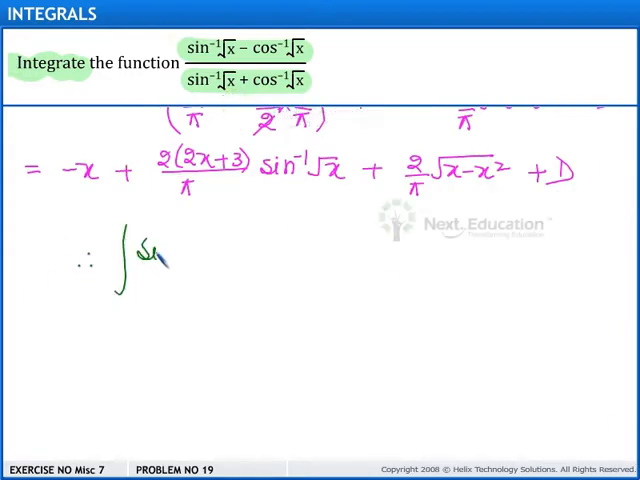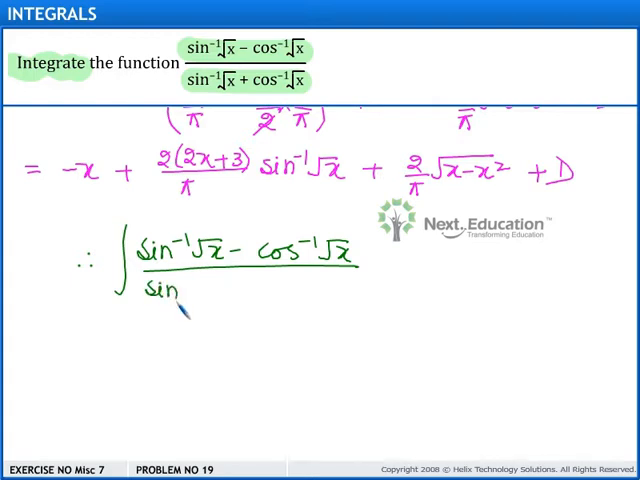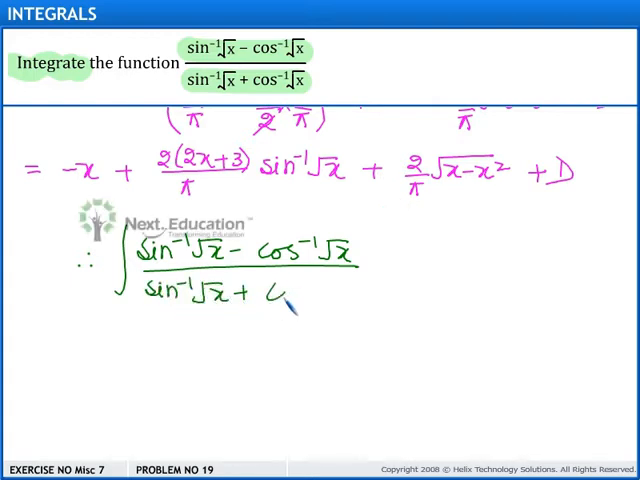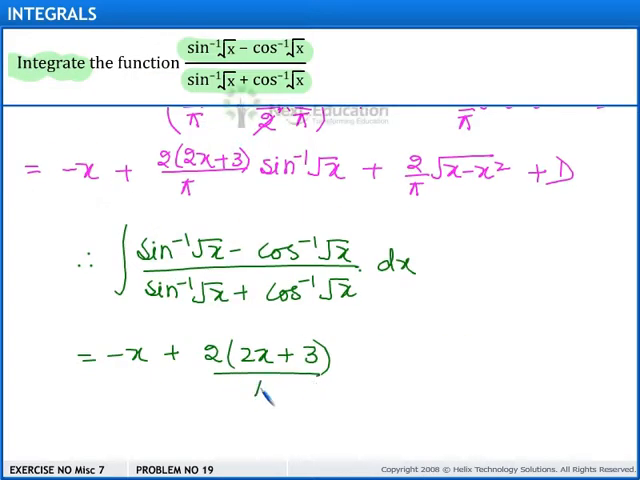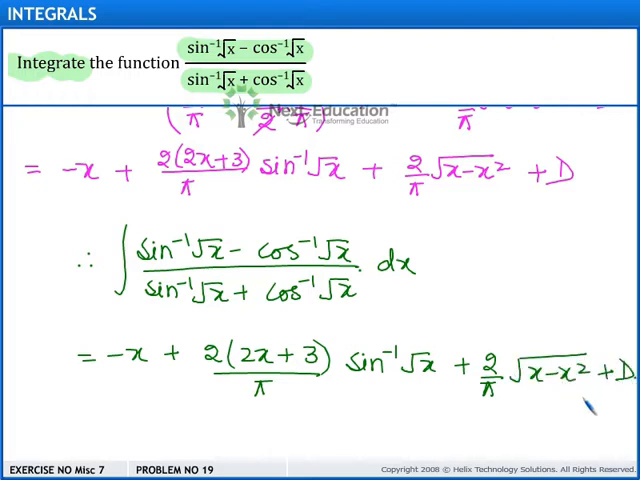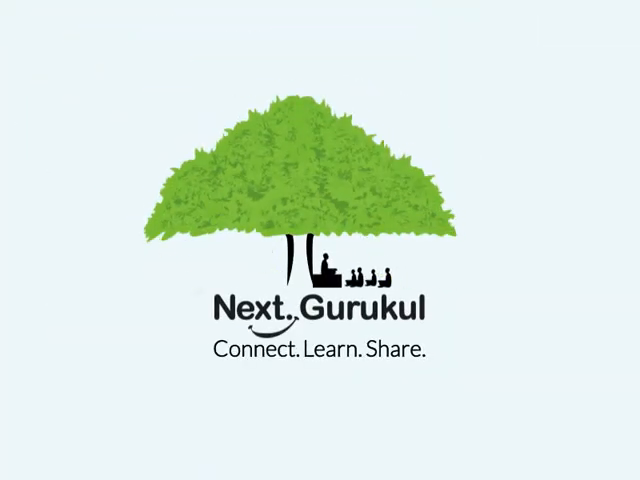Therefore, on integrating, sin inverse root x minus cos inverse root x divided by sin inverse root x plus cos inverse root x into dx is equal to minus x plus 2 into 2x plus 3 divided by pi into sin inverse root x plus 2 upon pi square root of x minus x square plus the constant d. This completes the solution.